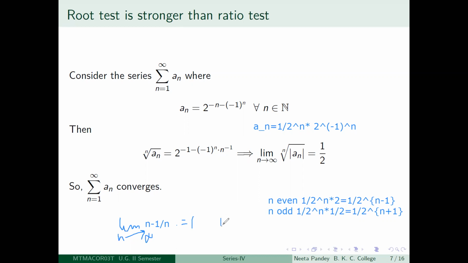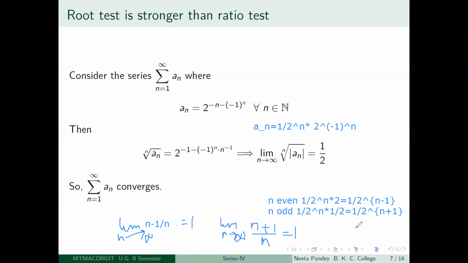Similarly, the limit as n tends to infinity, here it becomes n plus 1. So n plus 1 divided by n is also going to be equal to 1. So what do you get when you look at the limit as n tends to infinity of the nth root of mod an? That is actually going to be equal to half, right?